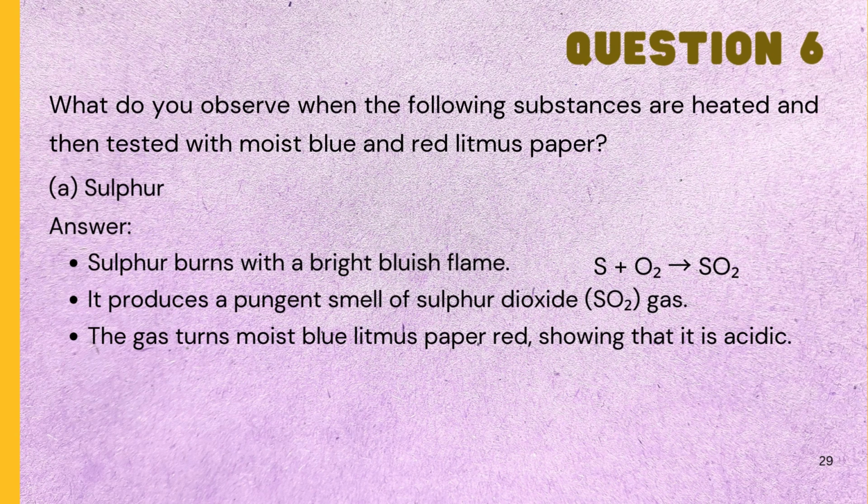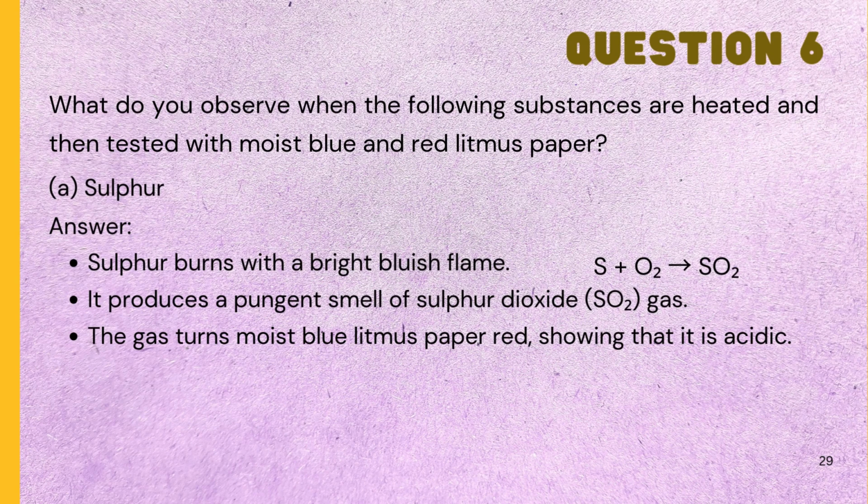What do you observe when the following substances are heated and then tested with moist blue and red litmus paper? A. Sulfur. Answer: 1. Sulfur burns with a bright bluish flame. 2. It produces a pungent smell of sulfur dioxide gas. 3. The gas turns moist blue litmus paper red, showing that it is acidic.